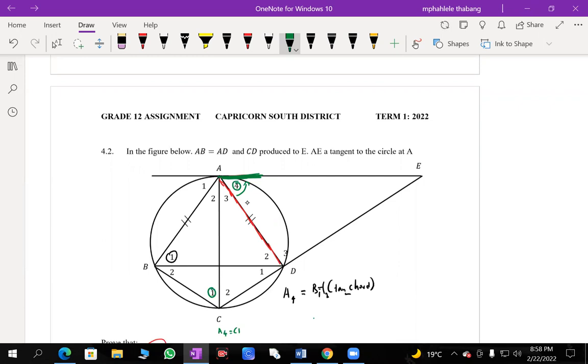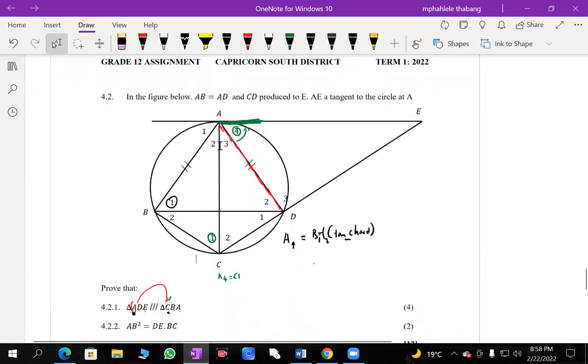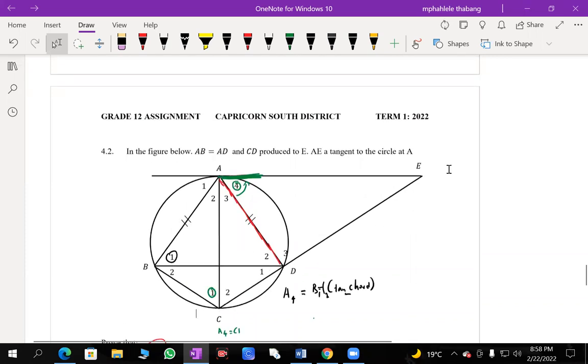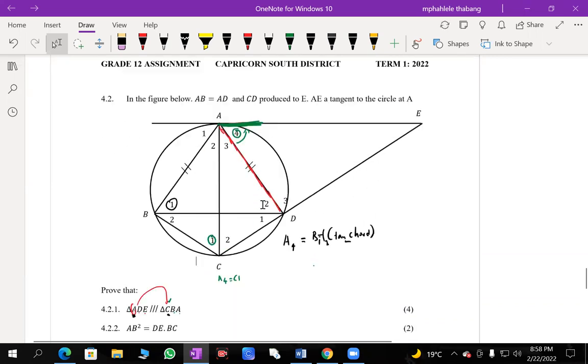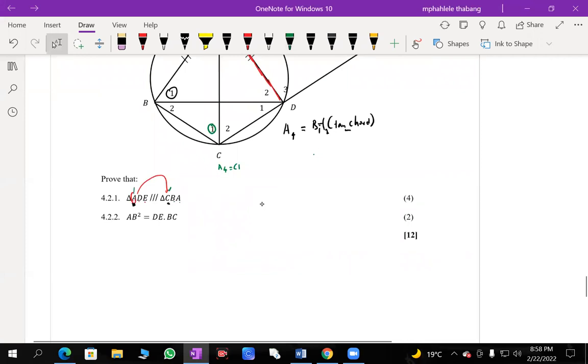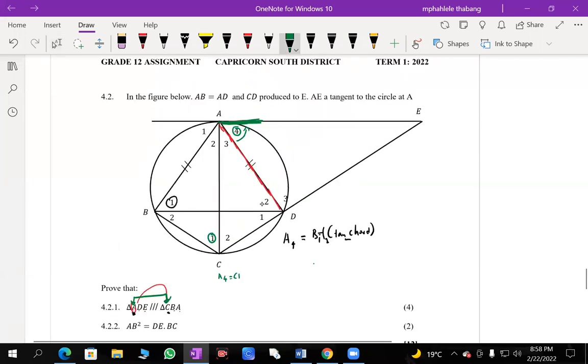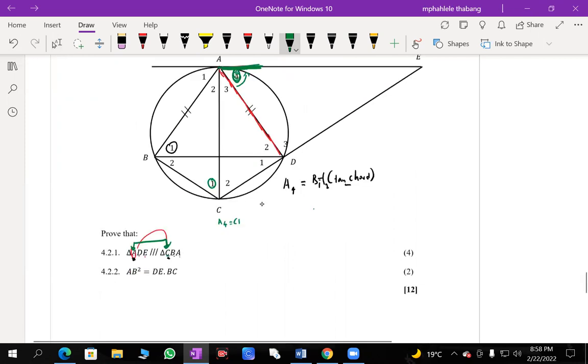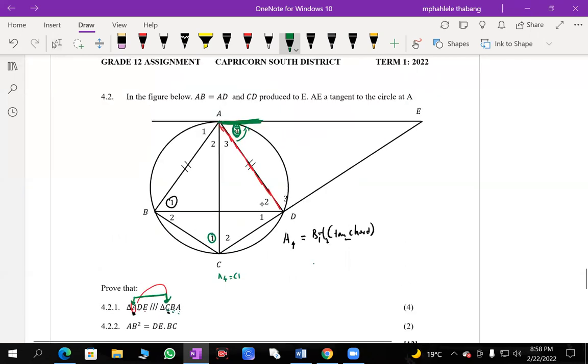Focus on triangle ADE. Why do you want to get outside of the triangle so easily? We want angle A to be equal to angle C. And which A? A in the triangle ADE, which is A4. And which C? C in the triangle CBA, which is C1.